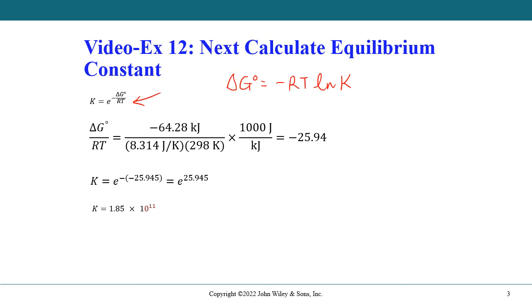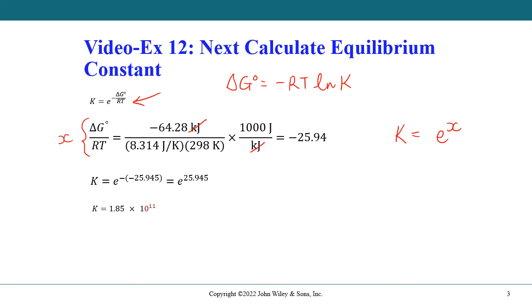Okay, so let's work out the exponent formula. Remember, this is the x value such that K is equal to e to power x. Okay, so we plug the values in. We have minus 64.28 kilojoules, and we have the gas constant in joule per Kelvin, and with the temperature, remember we have to do the conversion to joules so that the units cancel, and we're left with a sort of unitless parameter. All the units cancel.